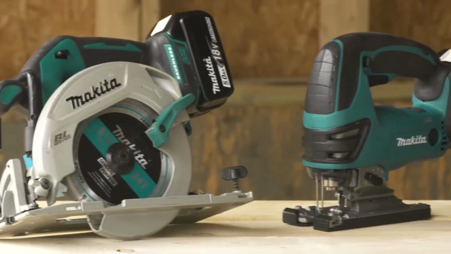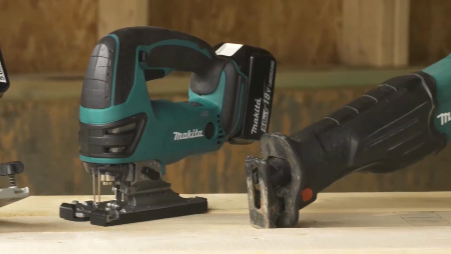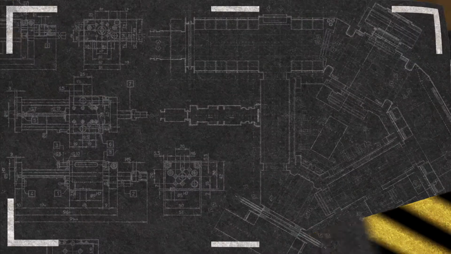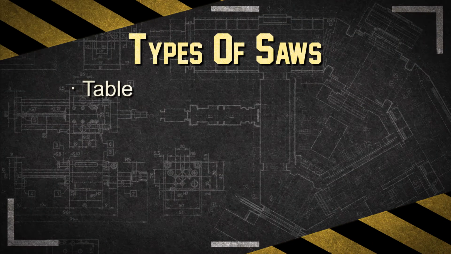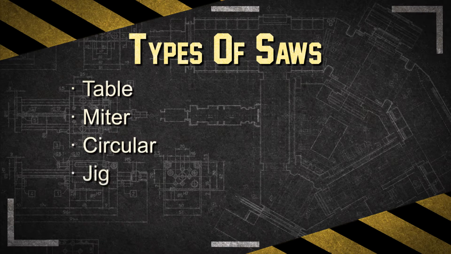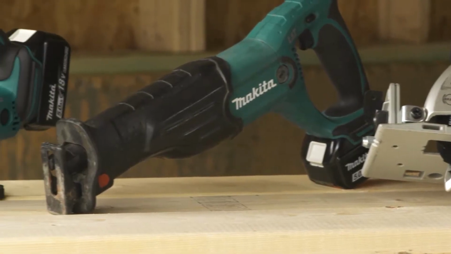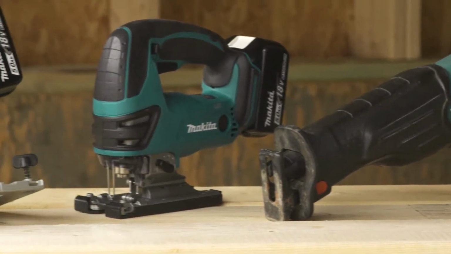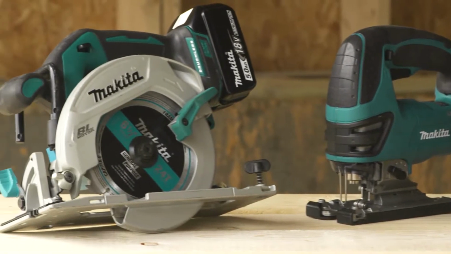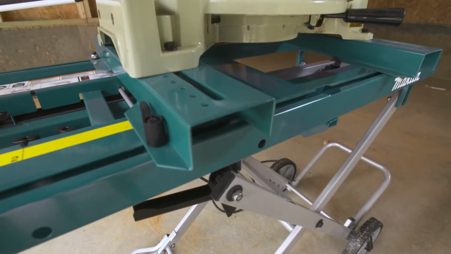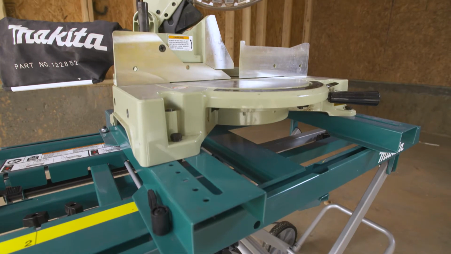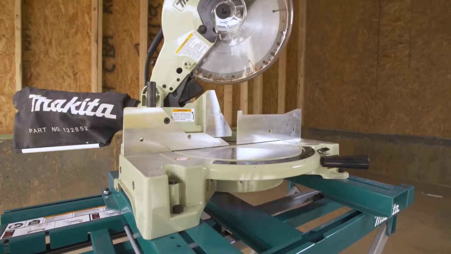Different types of saws are used on job sites depending on the material being cut and the type of cut needed. Saws can be either handheld or power operated and include the following varieties: table, miter, circular, jig, hand, reciprocating, and chainsaw. Saws can present a laceration and amputation hazard for the operator, and serious injuries can occur when operating a saw if hands, fingers, or other body parts contact the blade.